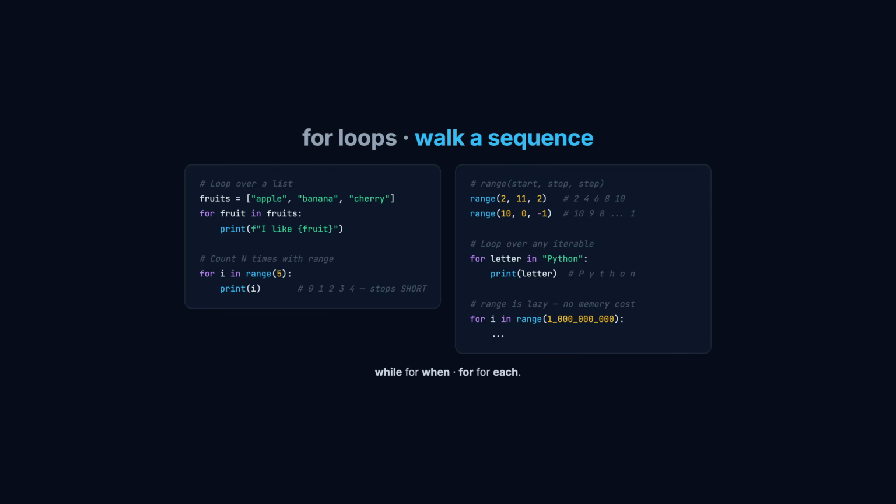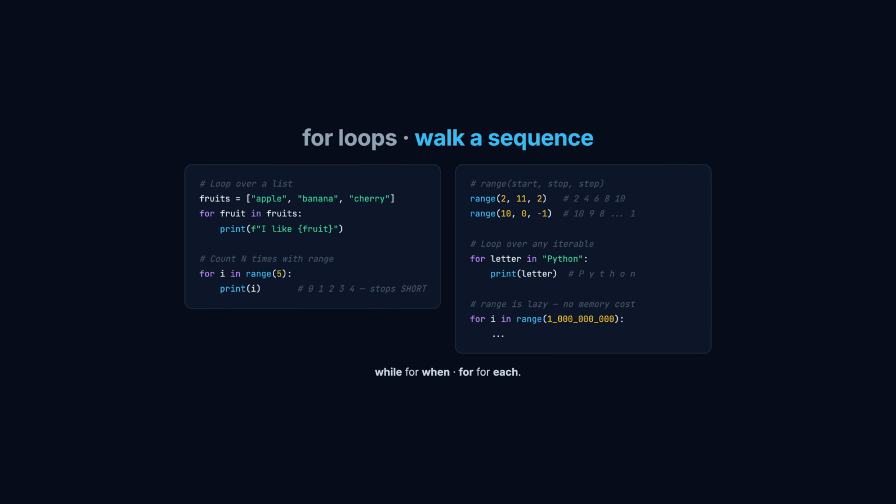The other thing you will use for loops for constantly is counting, when you just want to repeat something a fixed number of times. That is what range is for. range(5) produces the numbers 0, 1, 2, 3, 4. 5 values, but the highest one is 4, not 5. Range stops one short of the end.